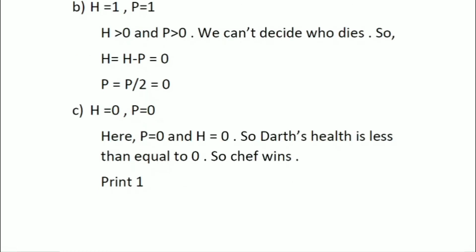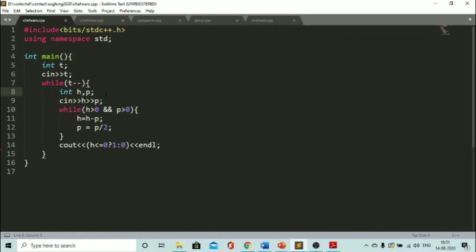Okay friends, I hope you all have understood the logic of the problem. Now let's see the code. So here is the code. Here I have taken input of h and p in two different variables. Now we are using a while loop, and this while loop will run till the value of h is greater than 0 and value of p is greater than 0. Why? Because till the time both the values are positive, we can't decide who dies.